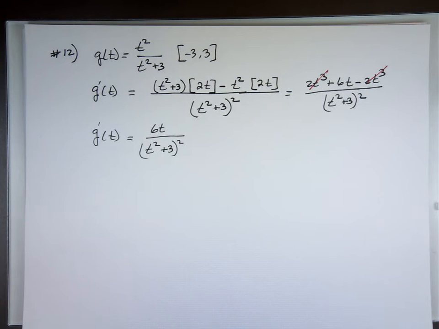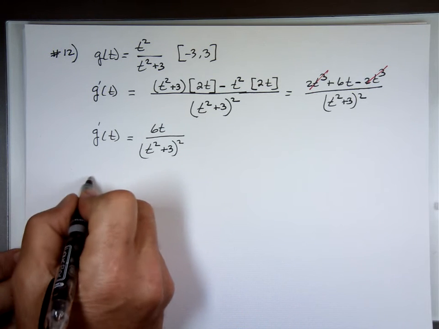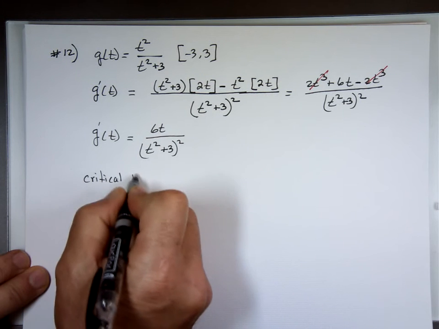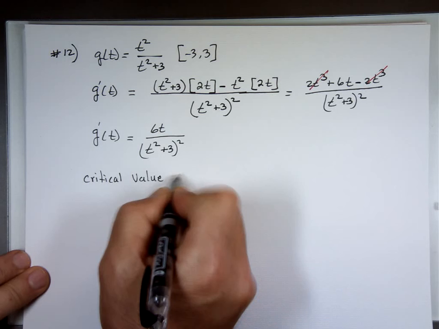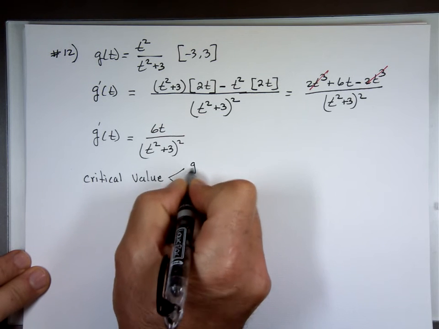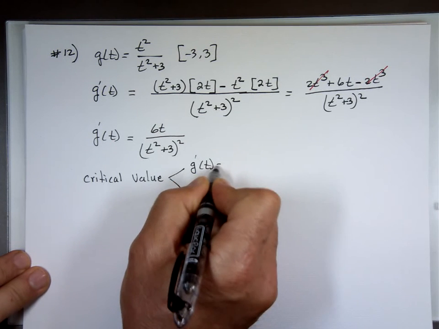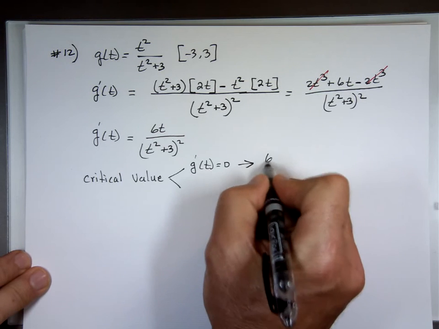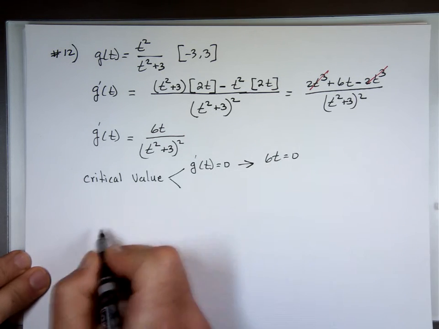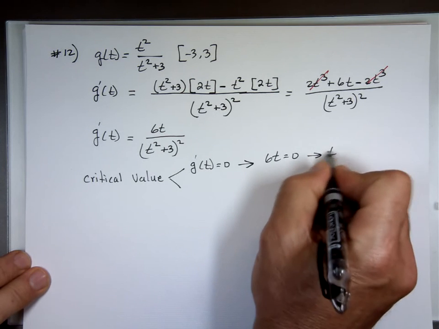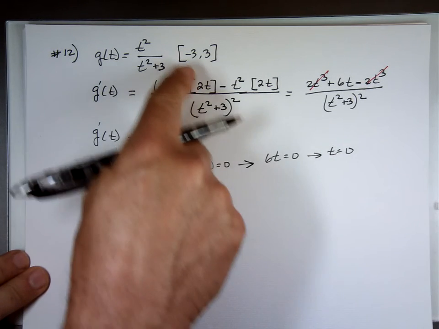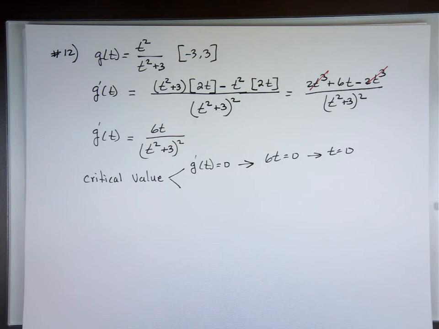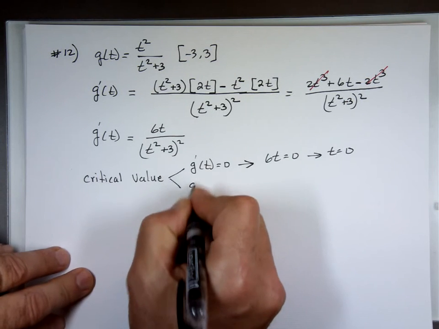So let's find out the critical values. Again, critical values are where the derivative is 0. And when the derivative is 0, that means when you have a fraction, the top of the fraction has to be 0. So t will have to be what? 0. Is that between minus 3 and 3? Yes, that's a good number. The next one is where the derivative is undefined.